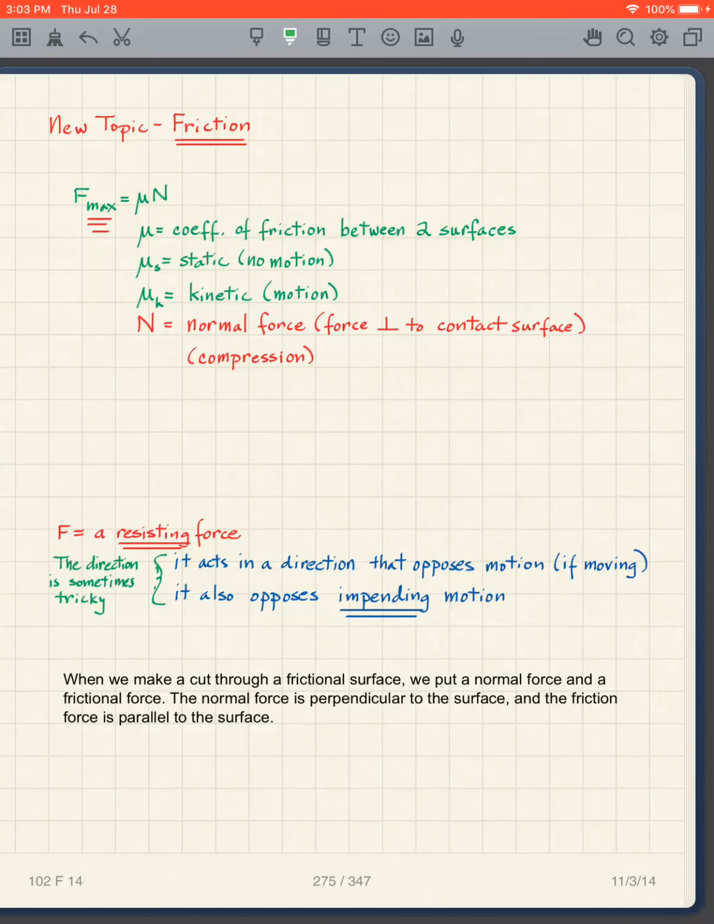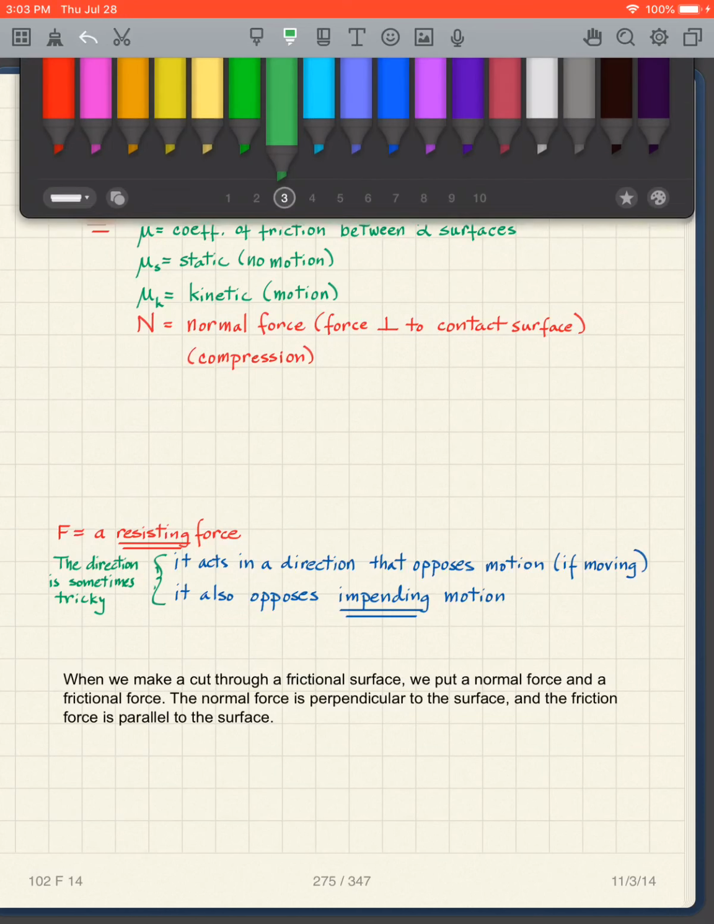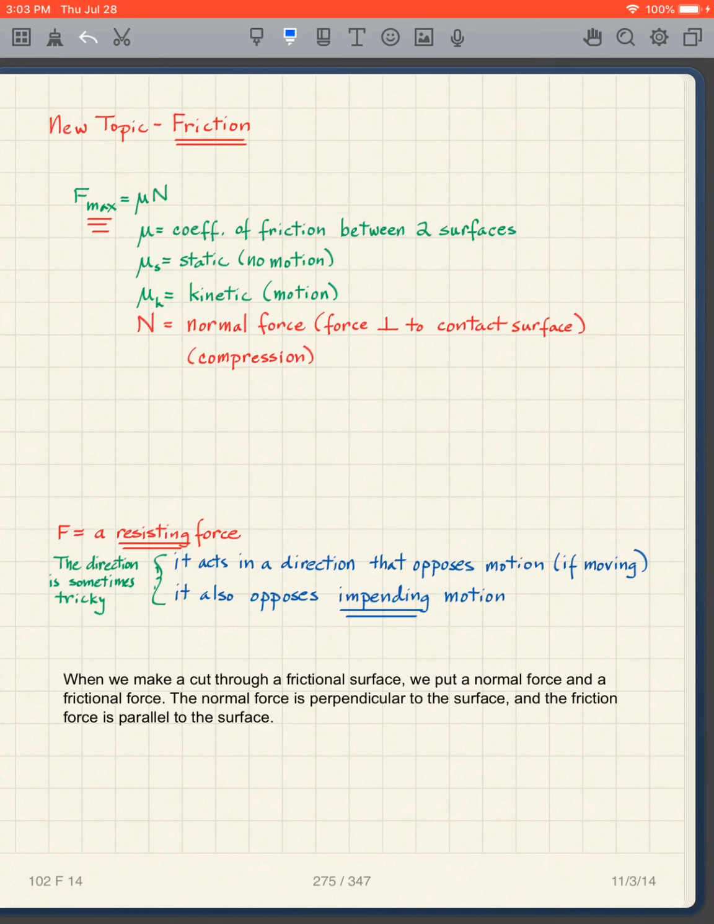Okay, the new topic that we're on is friction. And the concept that you have learned in the past is that the frictional force is mu times N, where mu is the coefficient of friction between two surfaces. And you may have learned that mu s is the static friction where there is no motion, and mu k is the kinetic friction where there is motion.